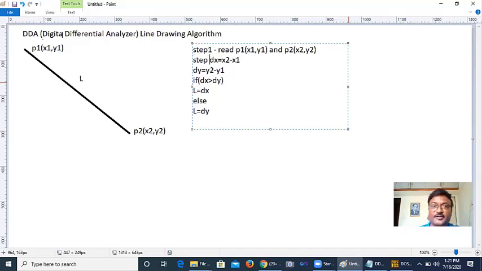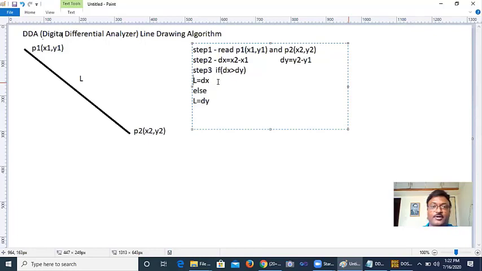And then step two, because unless and until you read the points, you are not going to calculate dx, dy. So step 2 is what? You have to calculate dx, dy. Once you calculate dx and dy values, what can you calculate then? Length. That is your step 3. So this is the algorithm you can say.